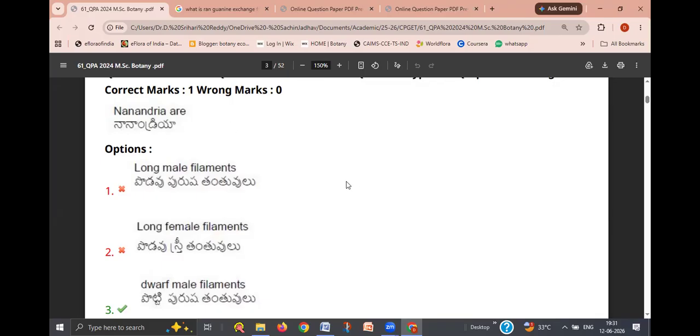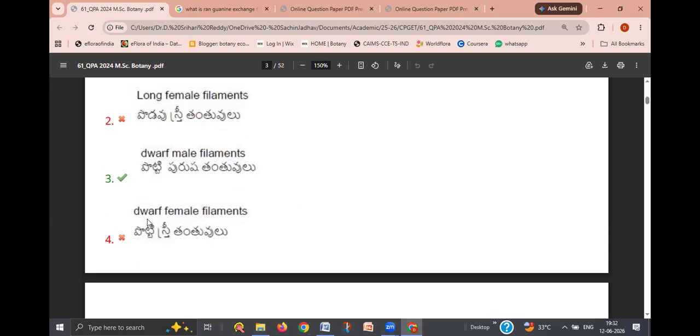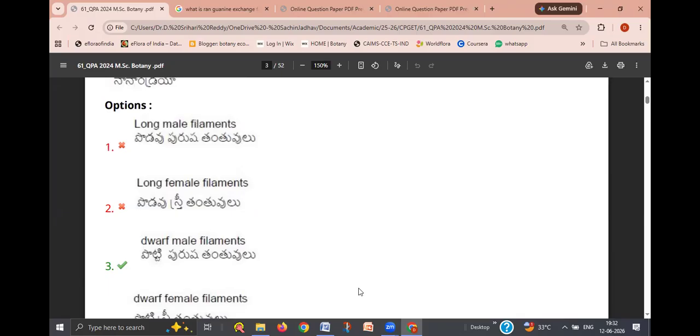So what are the nanandria? Long male filaments, it is wrong. Long female filaments, it is wrong. Dwarf, that means short male filaments, it is the right answer. They are called nano. Nano means small. Nanandria means small or short dwarf male filaments. And the other option is dwarf female, so it is not related to female. So the right answer is dwarf male filament.